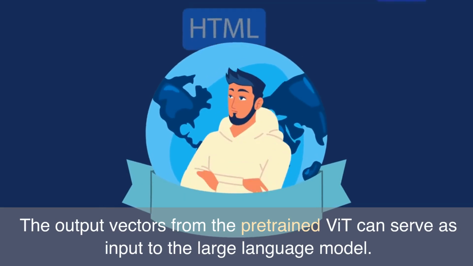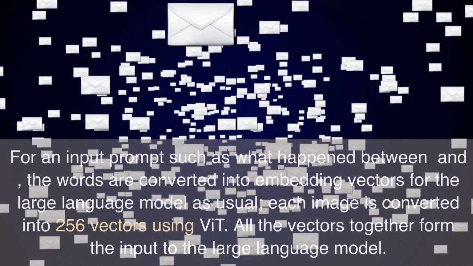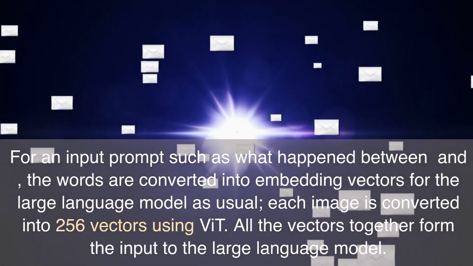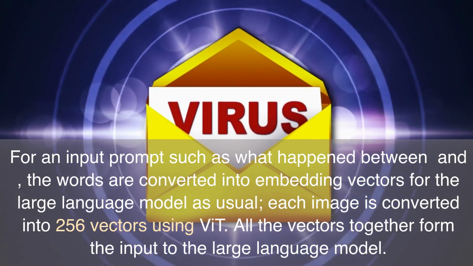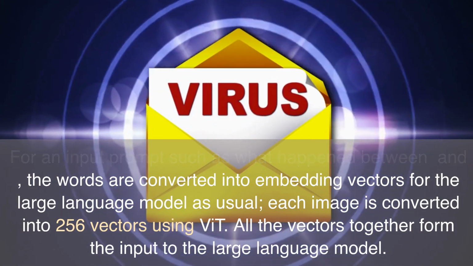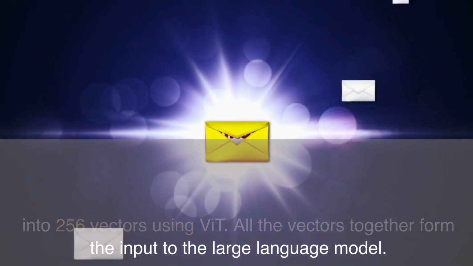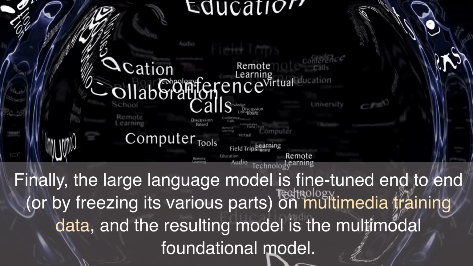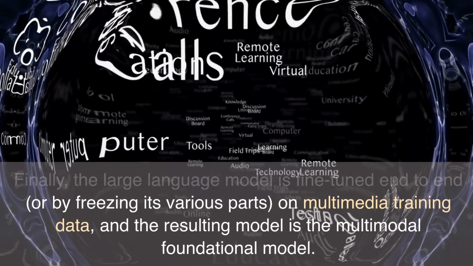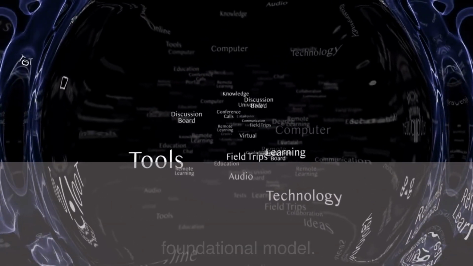The output vectors from the pre-trained ViT can serve as input to the large language model. For an input prompt such as "what happened between", the words are converted into embedding vectors for the large language model as usual. Each image is converted into 256 vectors using ViT. All the vectors together form the input to the large language model. Finally, the large language model is fine-tuned end-to-end, or by freezing its various parts, on multimedia training data, and the resulting model is the multimodal foundational model.